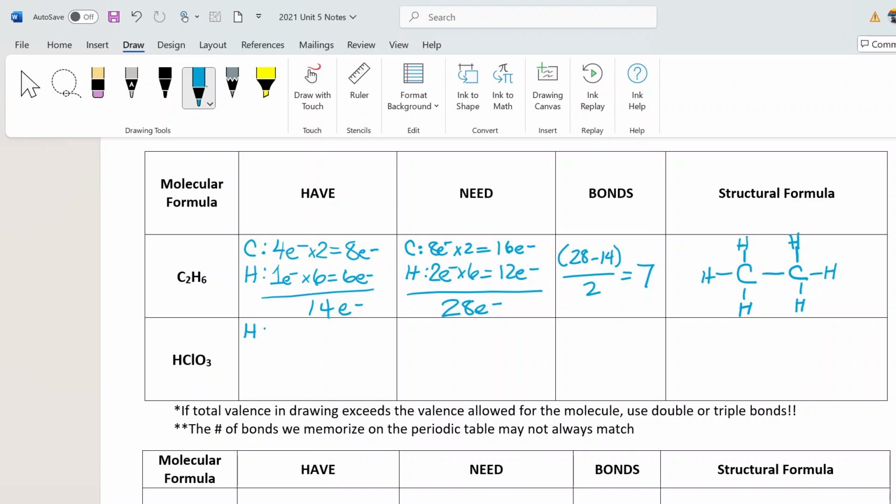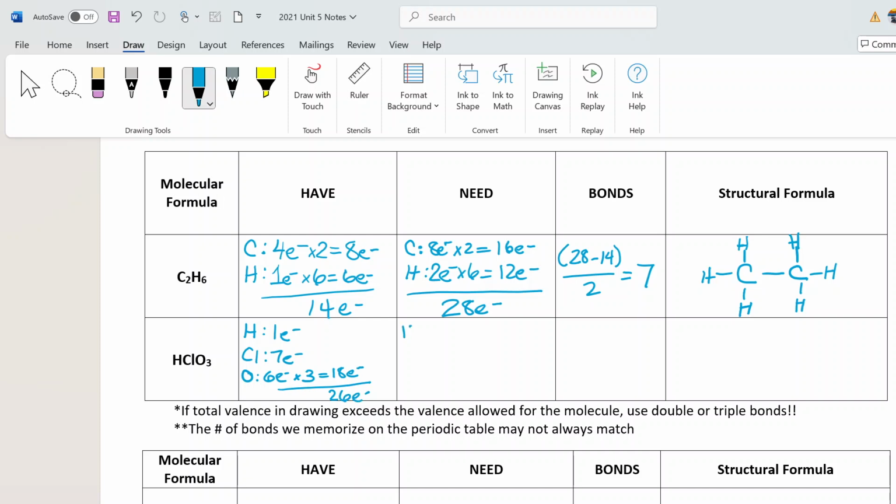Hydrogen is in group 1, so it has 1 electron. Chlorine is in group 7, so it has 7 electrons. And oxygen is in group 6, so it has 6 electrons, but I have 3 atoms of that, so that's 18 electrons. Adding that up, I get 26 electrons. Okay.